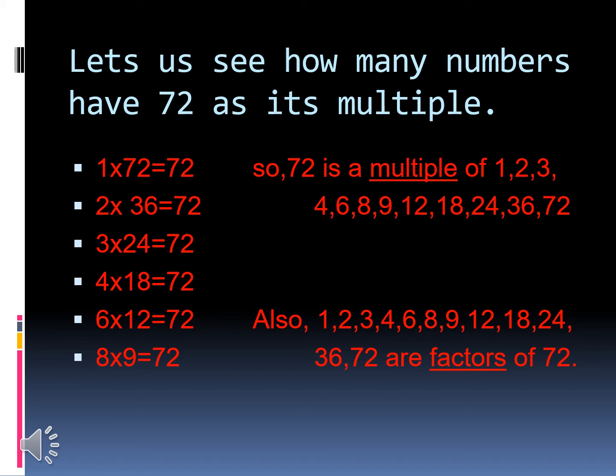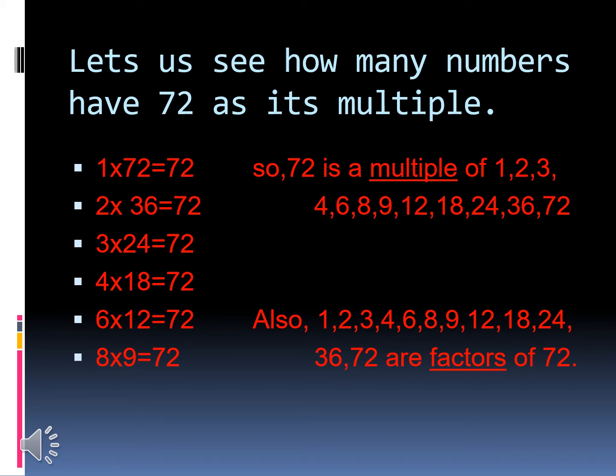Next table is 5. The divisibility rule of 5 is that the ones place should be 0 or 5. So 72 is not divisible by 5. So 5 is not a factor. Next is 6. If it is divisible by 2 and 3, then it is divisible by 6 also. So 6 into 12 is equal to 72. So now you got the multiplicand as 12. If you go in a sequence, it will be easier for you. Now between 12 and 18, there are numbers 13, 14, 15, 16 and 17. So now you don't have to check these numbers, right?